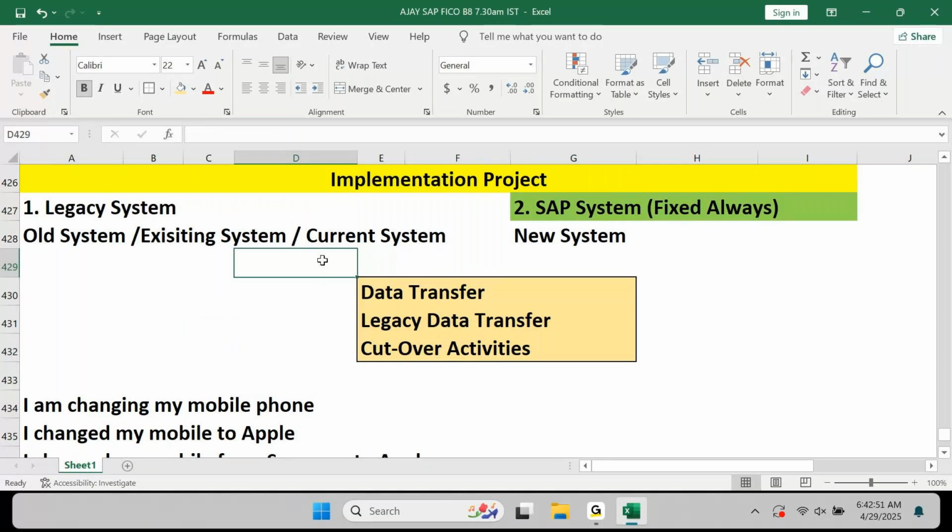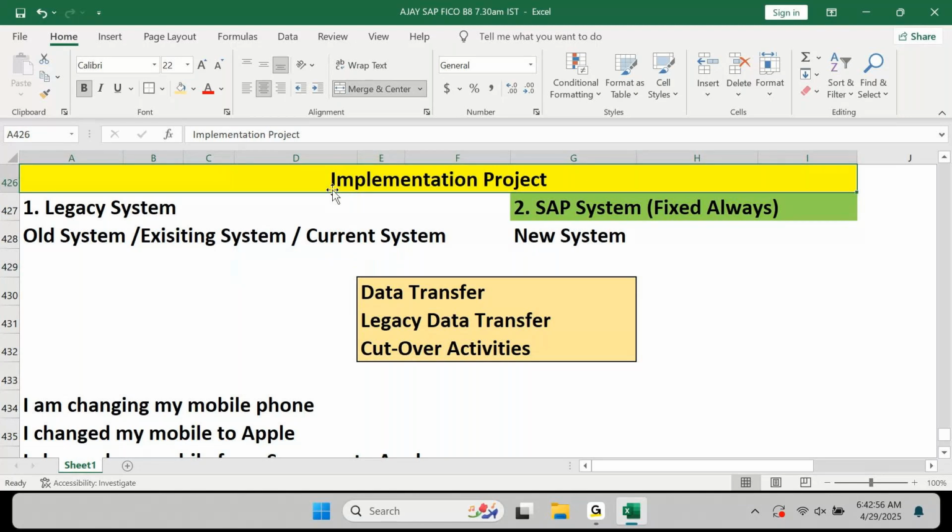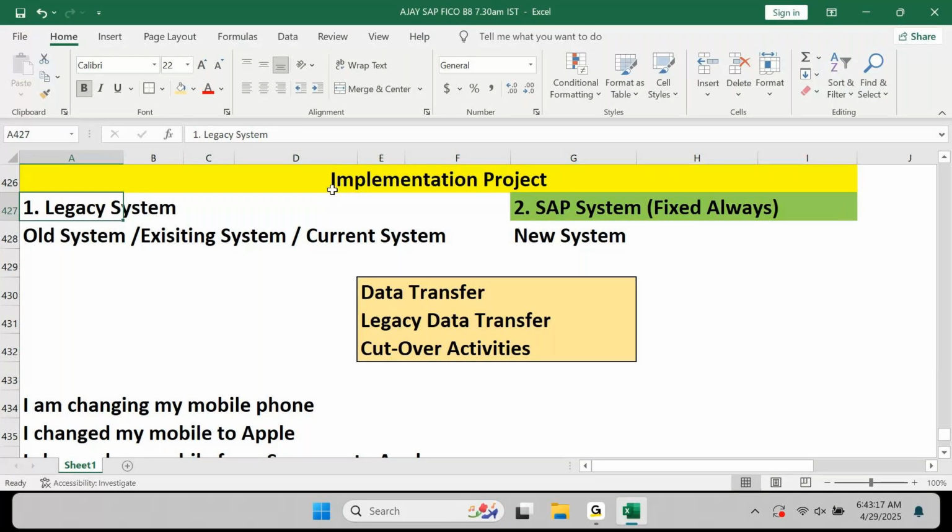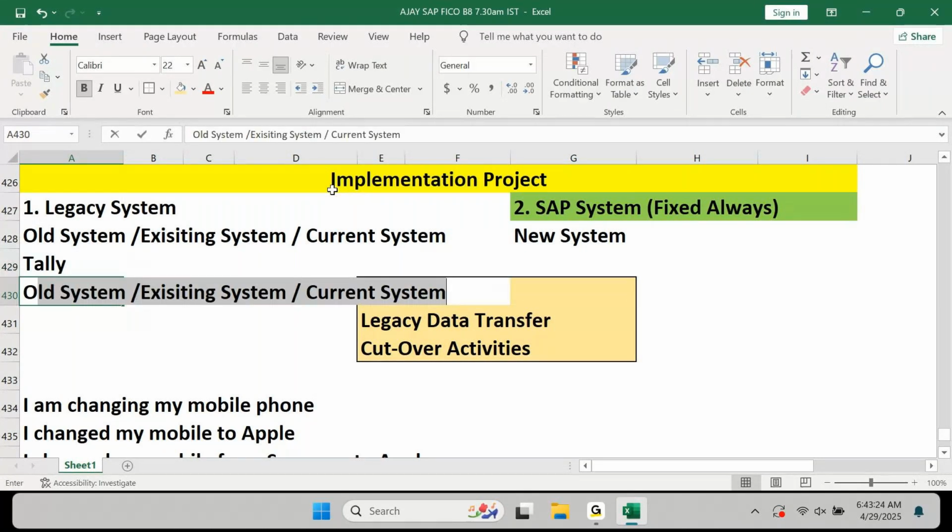Now to do it, you will talk something about the implementation project. In the implementation project, you'll have to perform this data transfer, cutover activity or legacy data transfer activity. To do it, I need to make sure my current system data is transferred to the new system, which is my SAP. My current system can be anything. My current system can be Tally. My current system can be Oracle. What else?